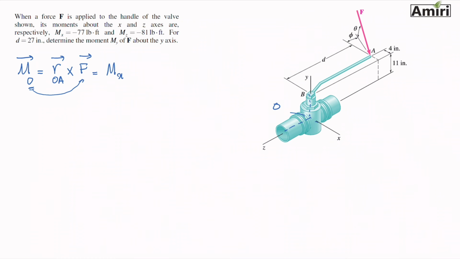This will be a vector such as this one, M sub x in the i direction, M sub y in the j direction, and M sub z in the k direction. Each of those components is the moment of that force about axis x, axis y, and axis z. And these are the ones that the problem has given us. So this one is minus 77 pound-foot. This one is what we have to find. And this one is minus 81 pound-foot.